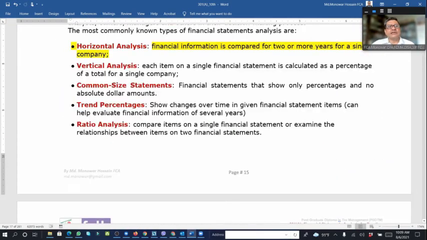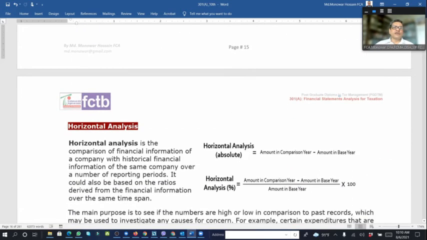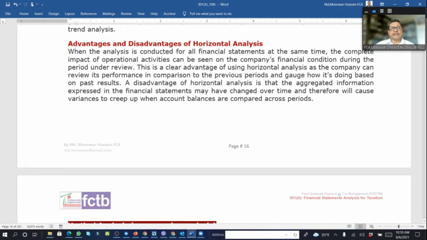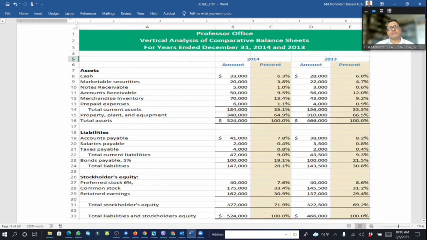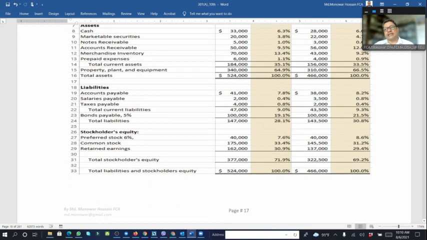And if we see the vertical analysis, vertical analysis says that each item of a single financial statement is calculated as a percentage of a total for a single company. Look here, if we see this vertical one, here if total asset is 100%, so what is the percentage of cash? What is the percentage of prepaid expense? So this way, totally 100% asset, in the same way 100% liability.